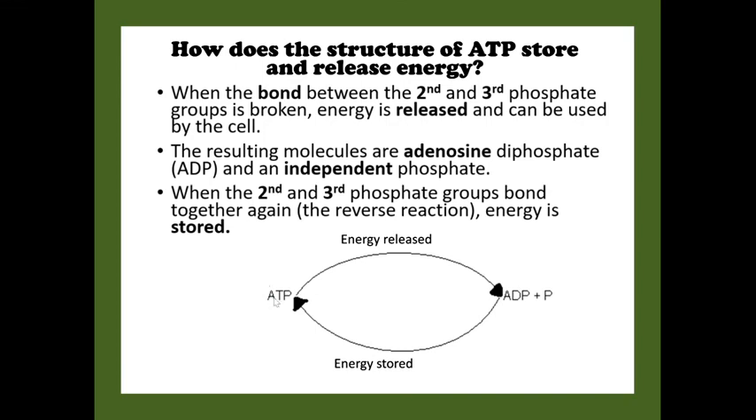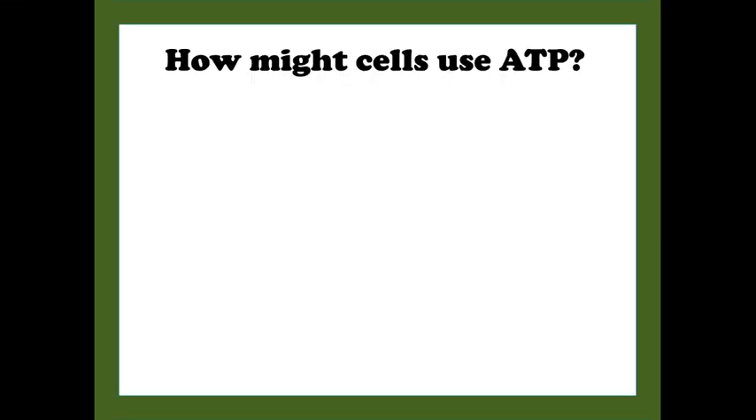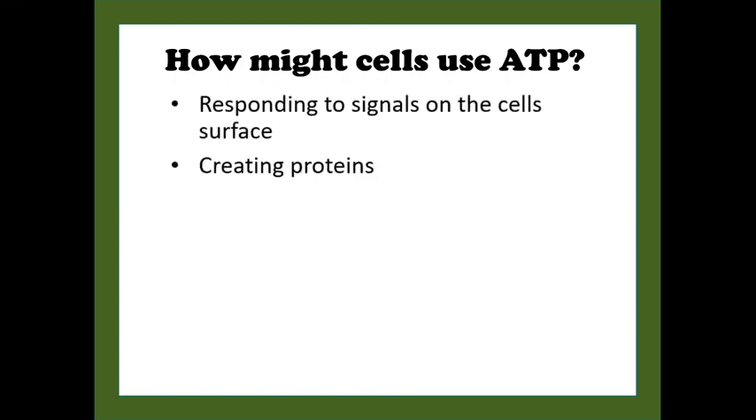So once we have that, energy is going to be released. And through the energy releasing, that's where we're going to see the breakage of the phosphate groups to make our ADP plus the independent phosphate group. So that is just going to continue in a continuous loop of the ADP and the phosphate group. It's going to store the energy for ATP, which will be released, and then it's going to break again. It's just going to be a continuous cycle of coming together and breaking to create that energy. Now, how might cells use ATP?